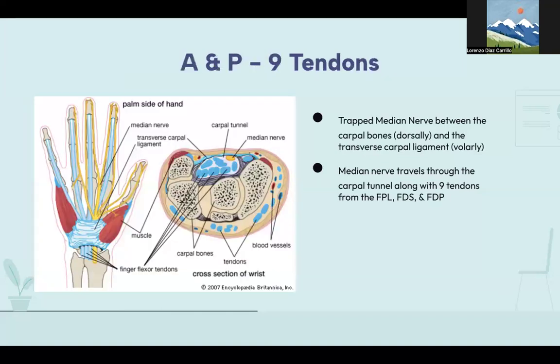All right. So this view gives you a better view of the tendons. Imagine that the hand is being cut and you're looking into it. These blue little markers here are the flexor tendons that I was talking about, the nine of them, the median nerve being at top. It gives you an idea of that tiny little space or tunnel that they're traveling through, trapped between the TCL and the carpal bones.